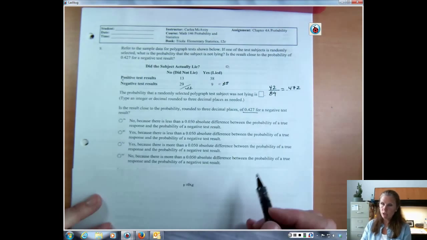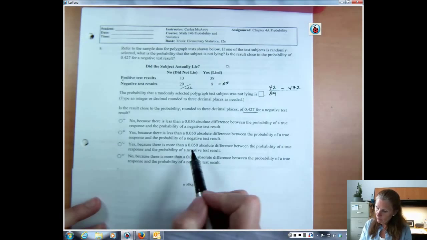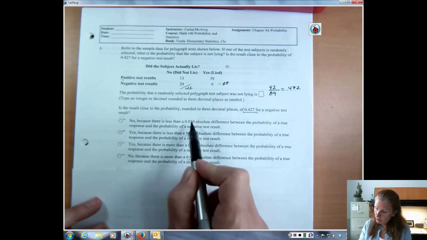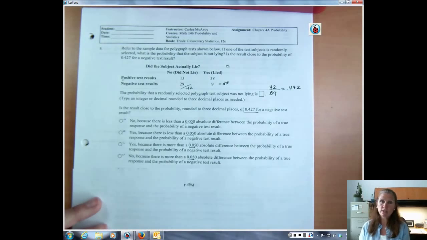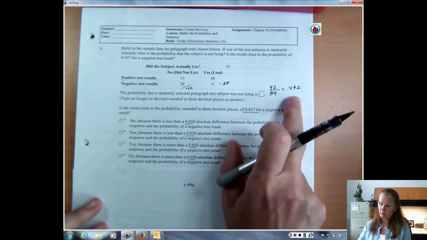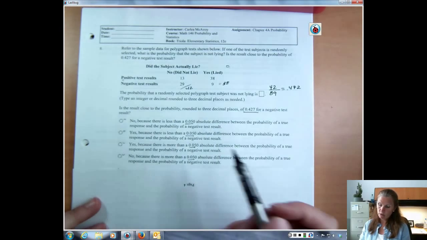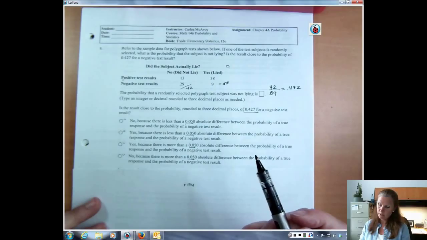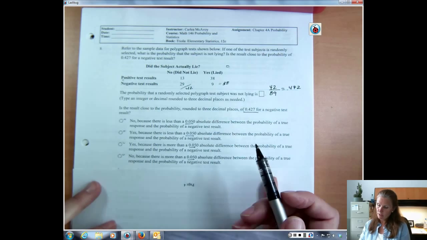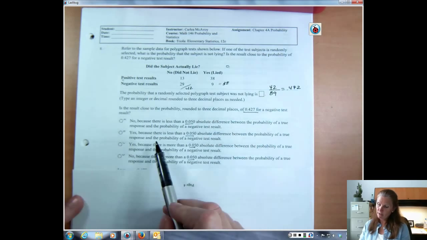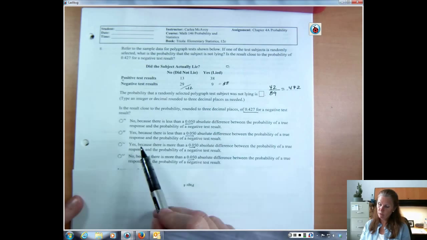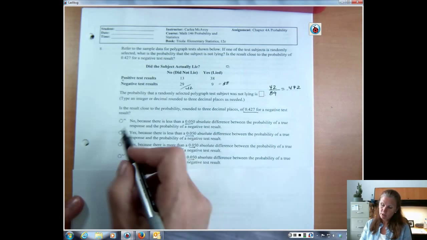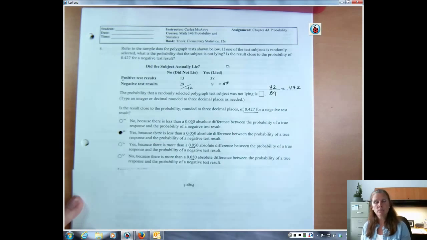When they ask you if it's close or not, what you're looking for is this 0.05. They keep throwing that out there because it's important. If it's within 5% of the actual, we say it's close. This one is 0.42 to 0.47, a difference of 0.05, so it's actually close. So I would say B. They're all kind of the same. Yes, because there's less than 5% absolute difference in the probability of the true response and the probability of a negative test result. If you subtract those, we should have 0.05 or less. All right, so that's what that's about.